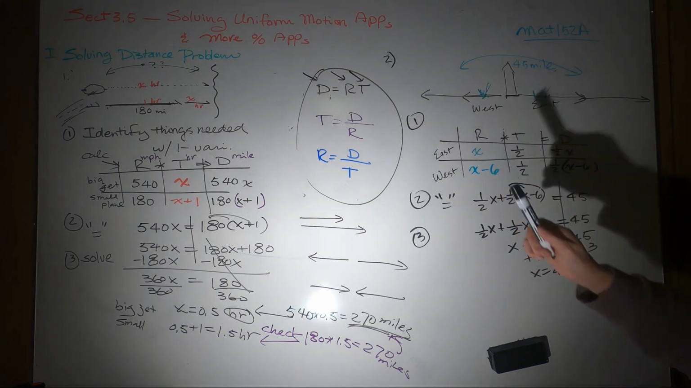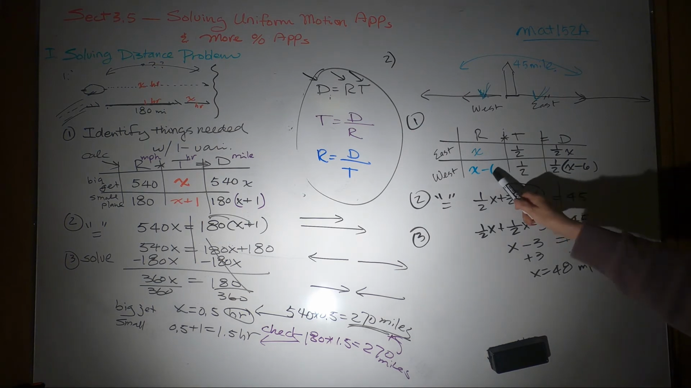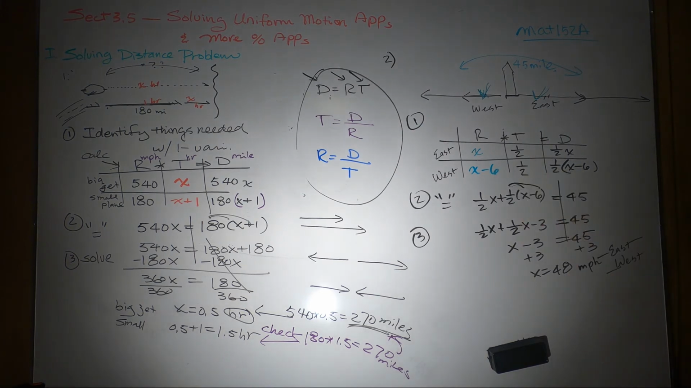No, that's your x. You have to refer back. It's the speed for the east. So it's 48 miles per hour for the eastbound. Then for the westbound, what do you think? 6 miles per hour slower. So you minus 6. That would be what? 42 miles per hour. Right?